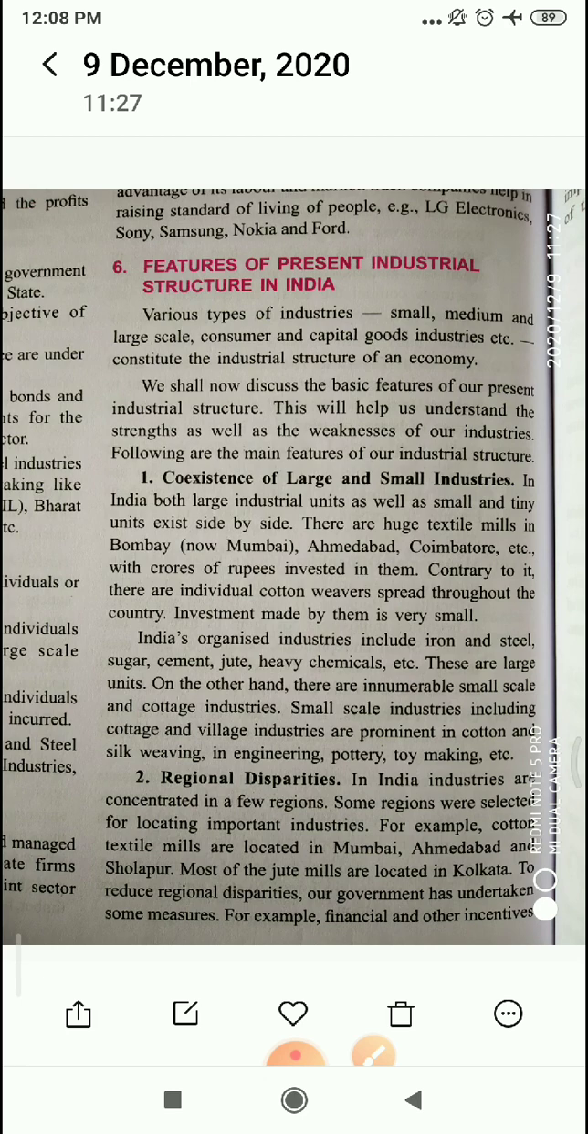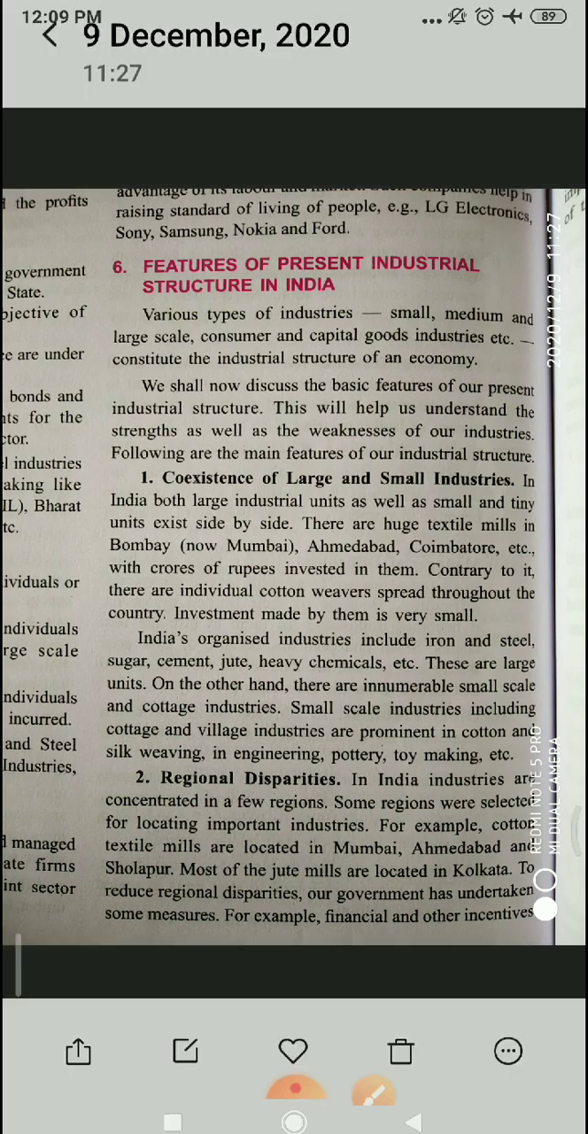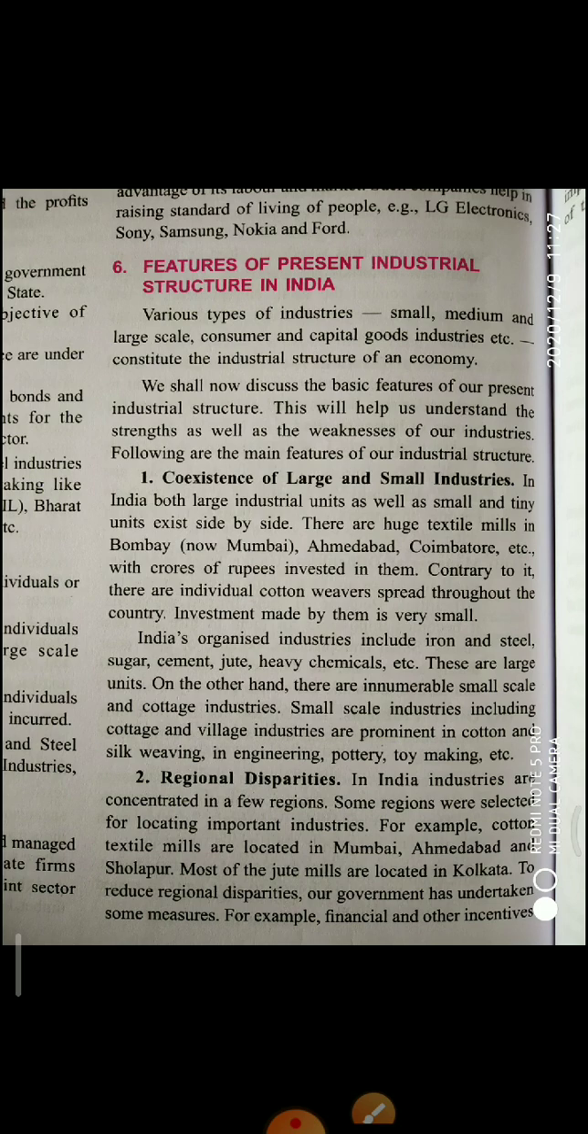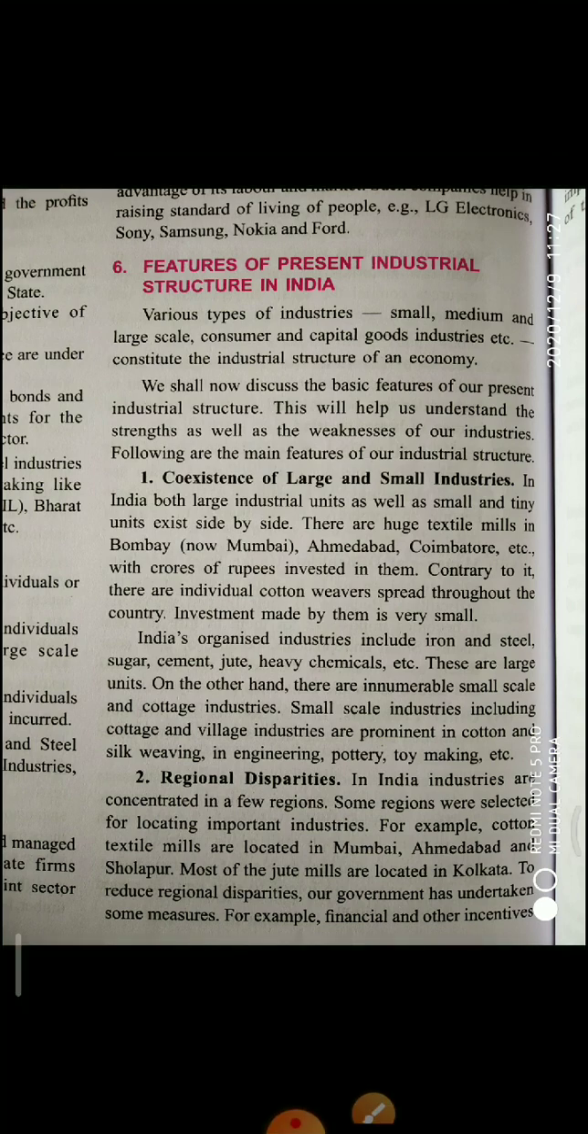There are huge textile mills in Bombay, Ahmedabad, Coimbatore with crores of rupees invested in them. Contrary to it, there are individual cotton weavers spread throughout the country. Investment made by them is very small. India's organized industries include iron, steel, sugar, cement, jute, heavy chemicals, etc. These are large units. On the other hand, there are innumerable small scale and cottage industries.